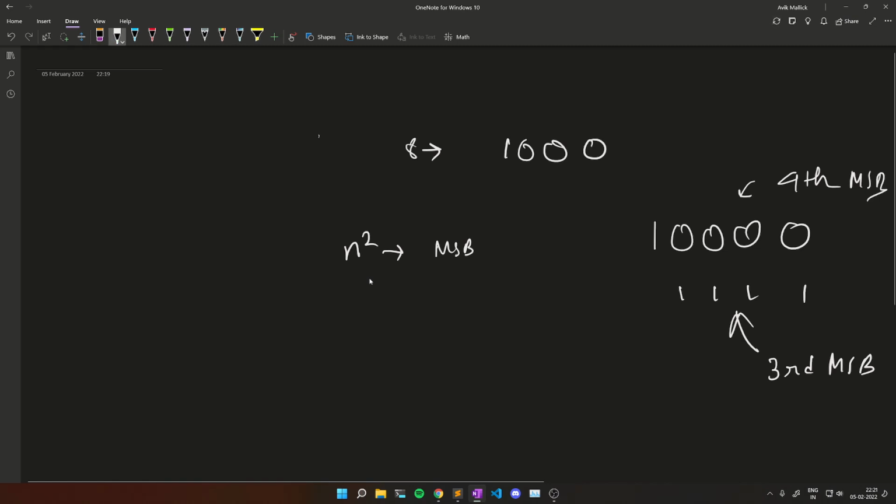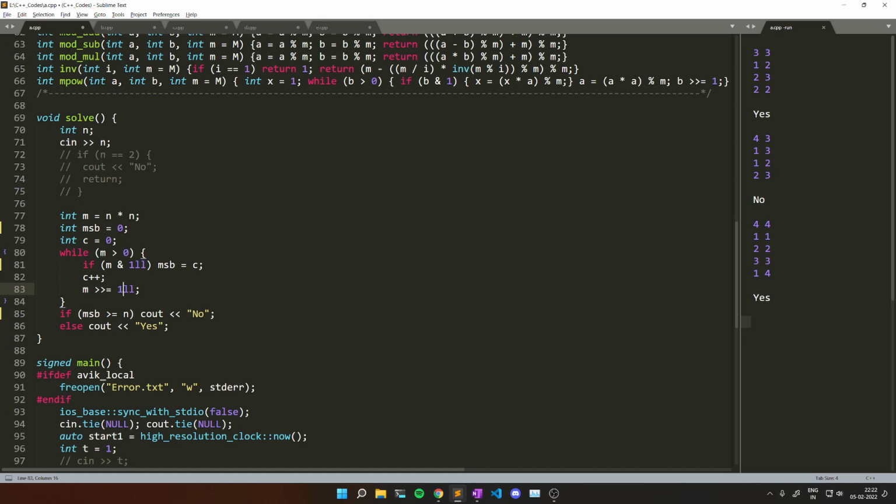Also if both numbers have an equal MSB, then the value of n square will be larger, because since n square is not a power of 2, it will have more than one set bit. So it must have at least one more set bit in one of these positions. So this number will always be greater than this number. That is all we have to do, and here I have stored the value of n square in m.